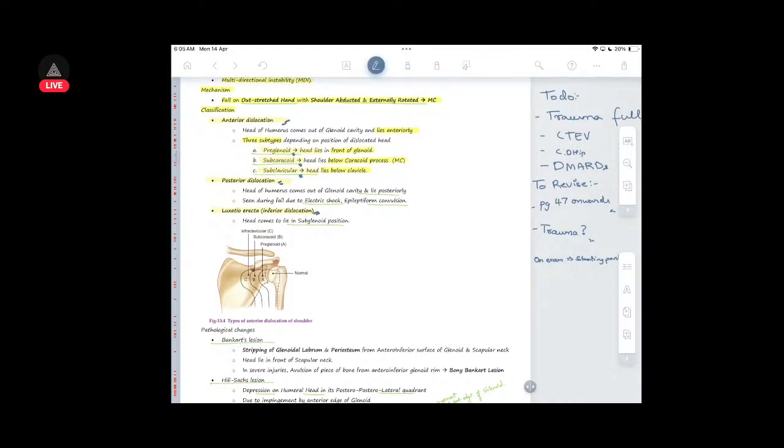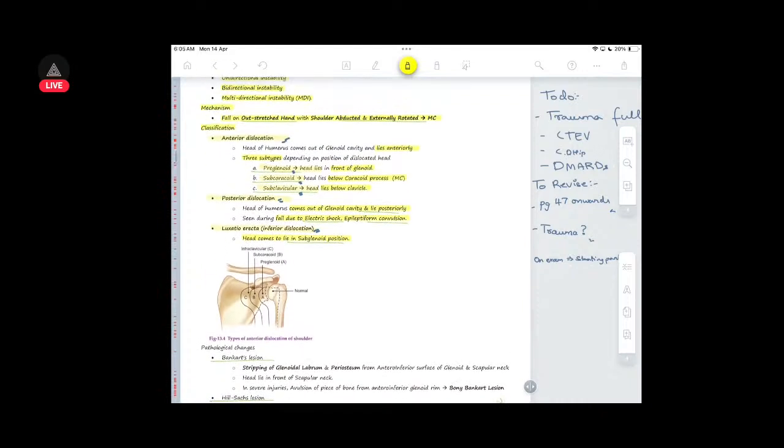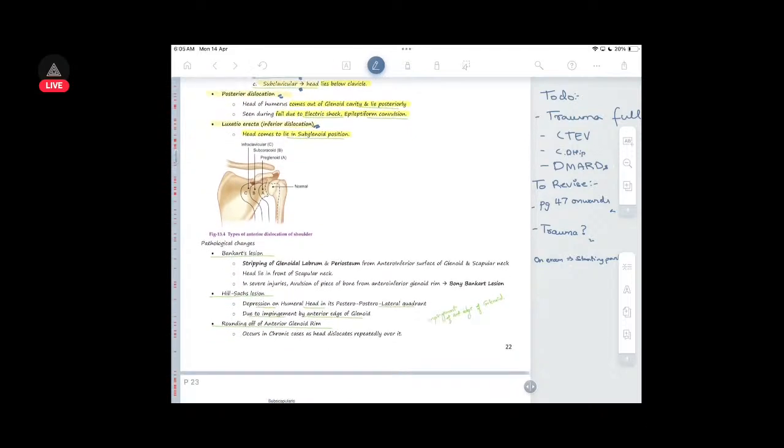In posterior dislocation, the head of the humerus comes out of the glenoid cavity and lies posteriorly, and it is seen during a fall due to electric shock and epileptic convulsion. And in luxatio erecta, inferior dislocation, the head comes to lie in the subglenoid position.